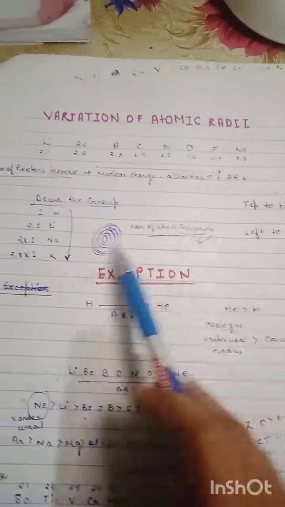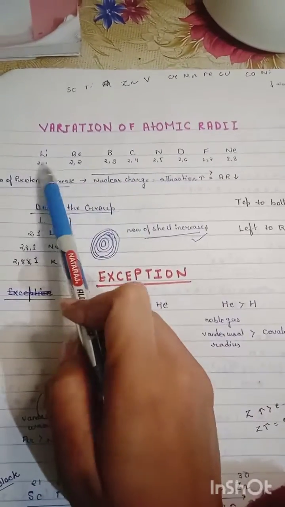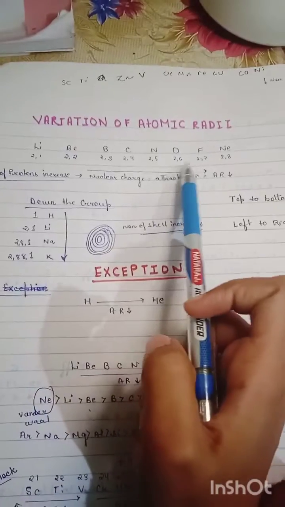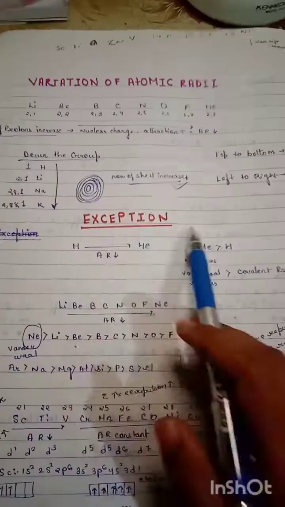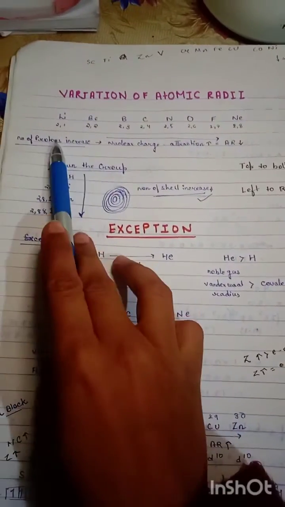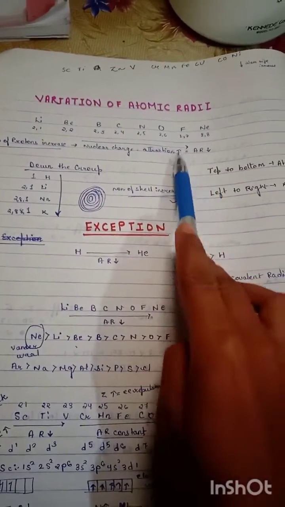How does the variation occur? Here we are taking the elements from left to right: lithium, beryllium, boron, carbon, nitrogen, oxygen, fluorine, neon. What is happening from left to right? The number of protons increases, nuclear charge also increases, force of attraction increases and atomic radius decreases.